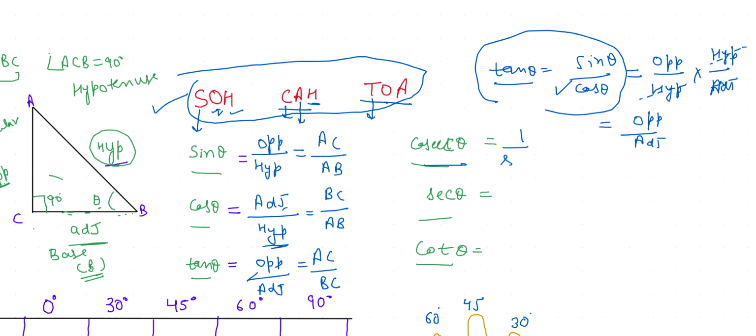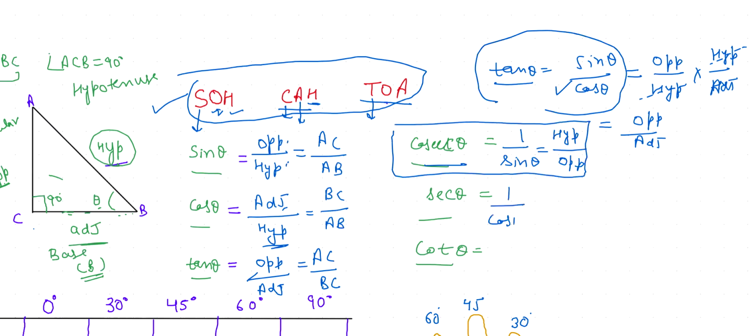Okay, then moving toward cosecant theta, it is just the reverse of sine theta. So just flip numerator and denominator, then the value you will get is hypotenuse upon opposite side. So that is your cosecant theta. And sec theta is also just the reverse of cos theta. You flip the values and get hypotenuse upon adjacent side. And cot theta is also the reverse of tan theta, that is 1 by tan theta, so you will get adjacent upon opposite side.